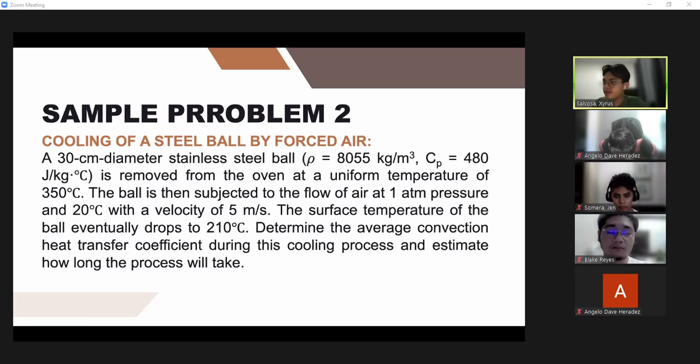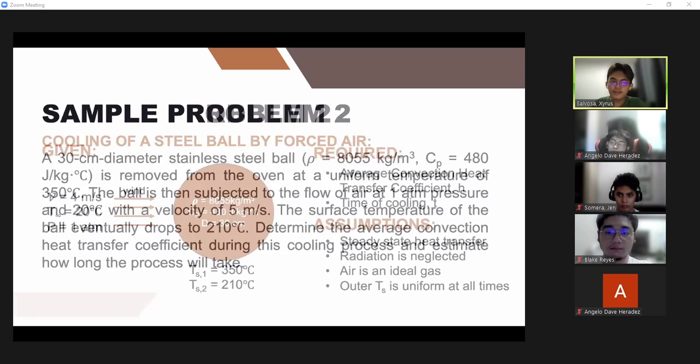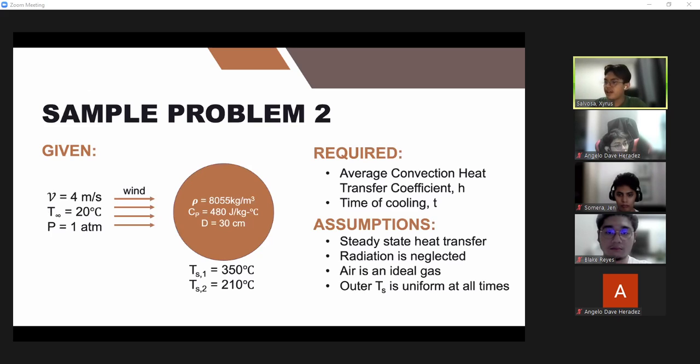The surface temperature of the ball eventually drops to 210 degrees Celsius. Determine the average convection heat transfer coefficient during this cooling process and estimate how long the process will take. But for a correction, instead of 5 meter per second, we will use the value of 4 meter per second for the uniform velocity. And this is shown in the next slide.